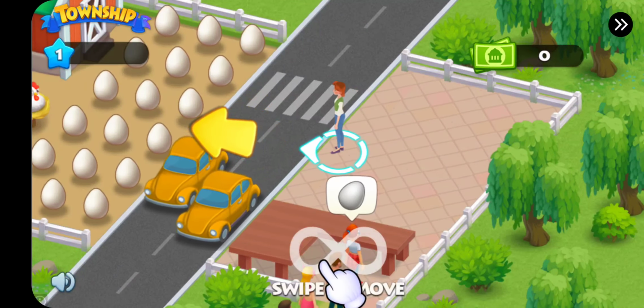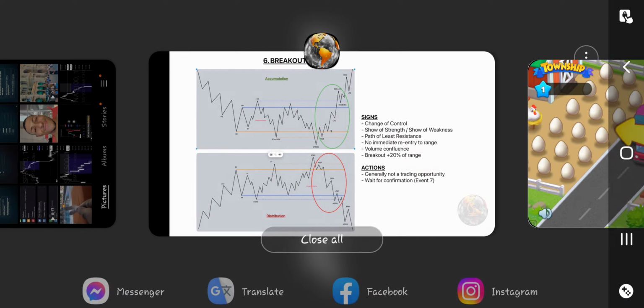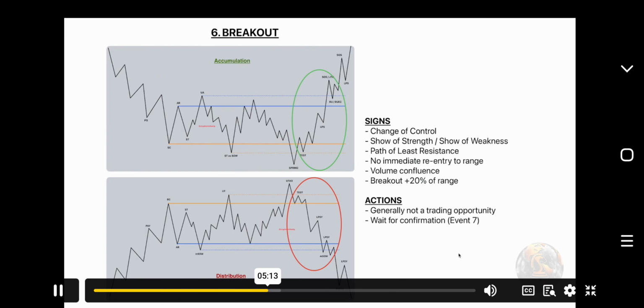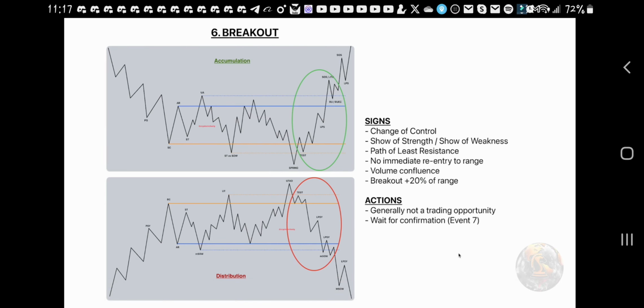What are the actions you take here? Well, in reality, this is generally not a trading opportunity. The breakout itself is not something you want to buy on an accumulation or sell on a distribution, because we wait for event number 7, the confirmation, to actually place our trade.